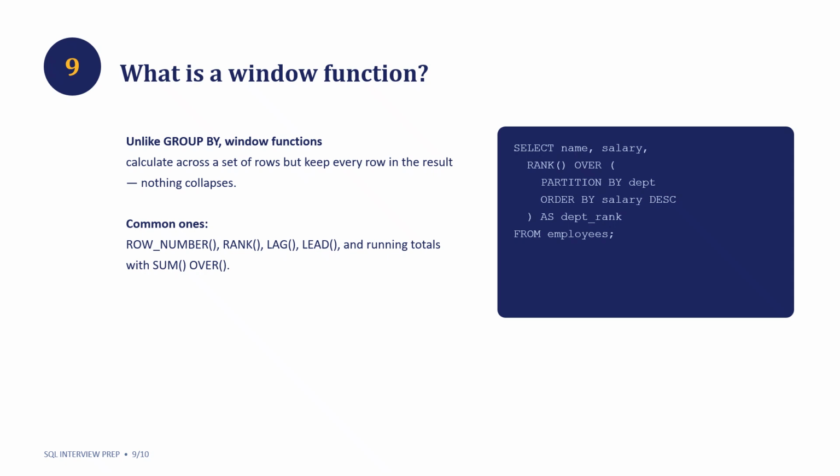Question 9. What is a window function? This is where a lot of intermediate candidates get tripped up. Group by collapses your rows down into summaries. A window function calculates something across a set of related rows, the window, but keeps every individual row in the output. So here, rank partition by department lets you see each employee's salary rank within their own department without losing any of the individual employee rows. Other common window functions are row_number, lag, and lead for comparing to previous or next rows, and running totals with sum over a window.